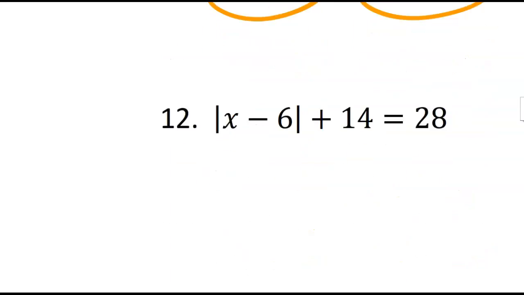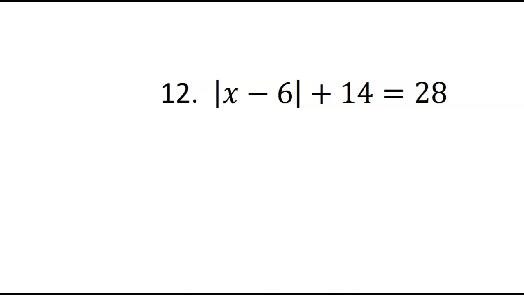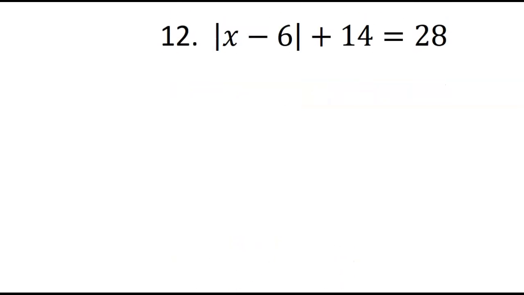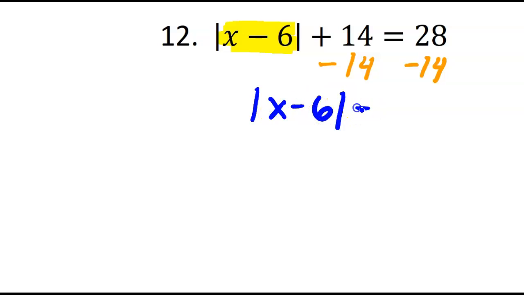All right, so another example. Again, remembering to get the absolute value section alone. What I would need to do here is subtract 14 from both sides of my equation. I will end up with absolute value of x minus 6 equals 14. That is a positive number, so good to go.